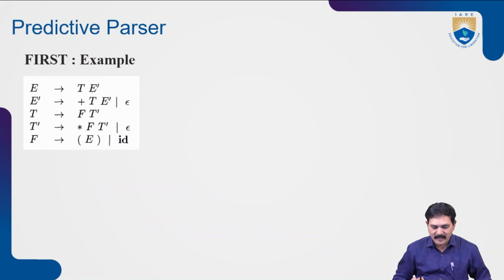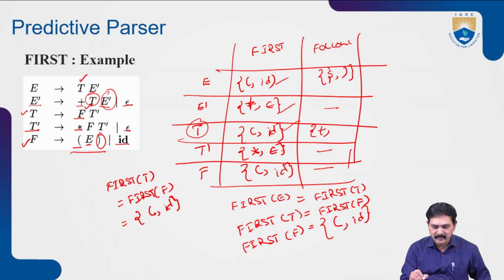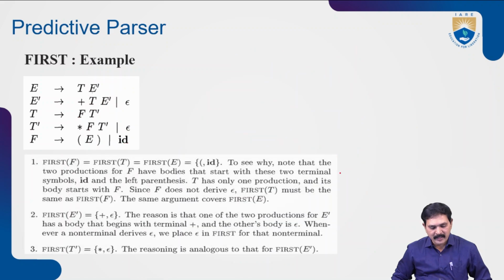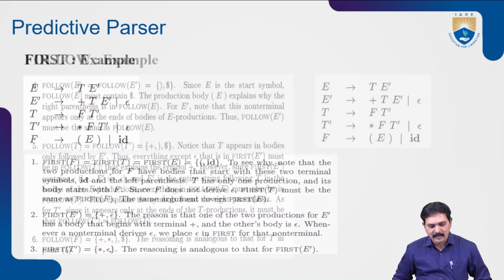Okay, the same table values also. Here I mentioned these table values. Somewhere I think I have not filled. I'm showing the values. Okay, the problem is already solved. Here first of E is equal to null comma id, and first of E dash is plus comma null value, and first of T dash is star comma null value.